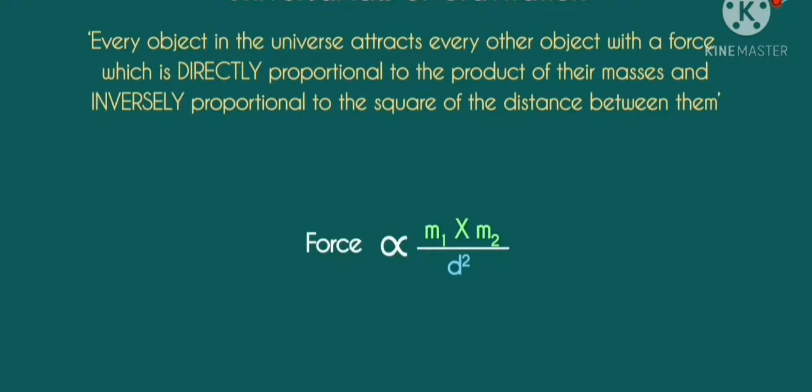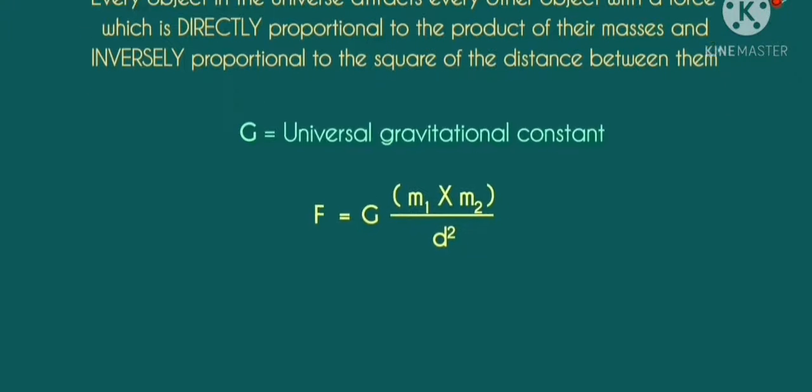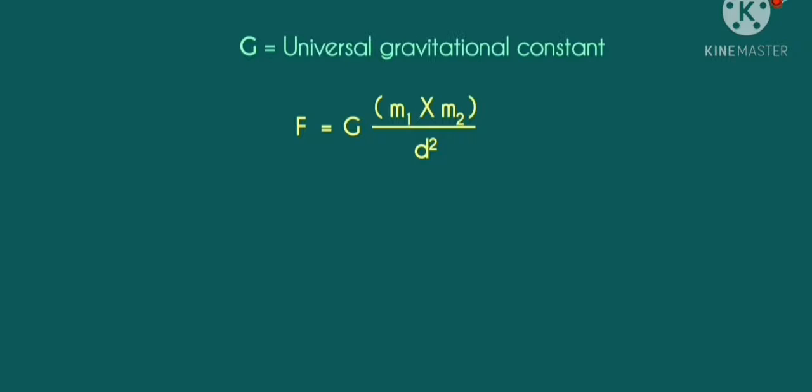Directly proportional to the product of the masses and inversely proportional to the square of the distance between them. This can be written as F equals G times m1 times m2 over d squared. G here is the constant of proportionality and is called the universal gravitational constant. The equation can be modified and written as G equals F times d squared over m1 times m2.